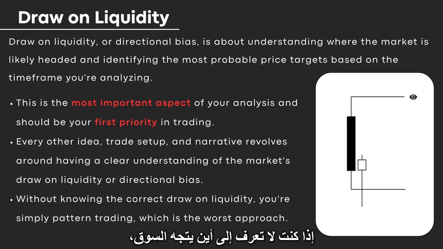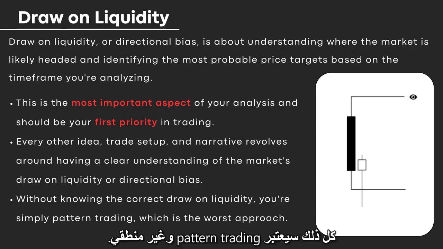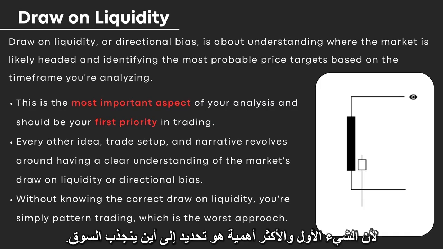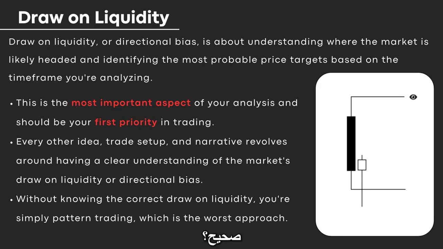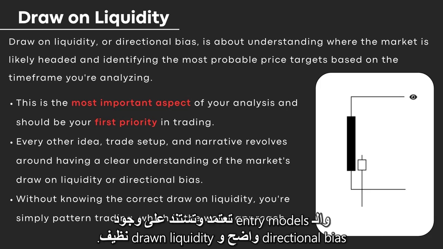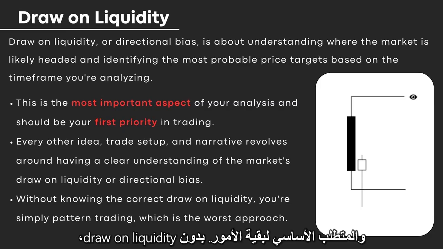If you don't know where the market is headed, then no matter how much narrative you build or no matter how many entry models you look for, all of that would be deemed pattern trading and illogical, because the first and most important thing is to determine where the market is drawn to, and only then you'll be able to do the rest of the stuff, right? All of the narrative building and entry models are dependent and based around having a clear directional bias and a clean drawn liquidity, right? It's the main prerequisite and main requirement for the rest of the stuff.